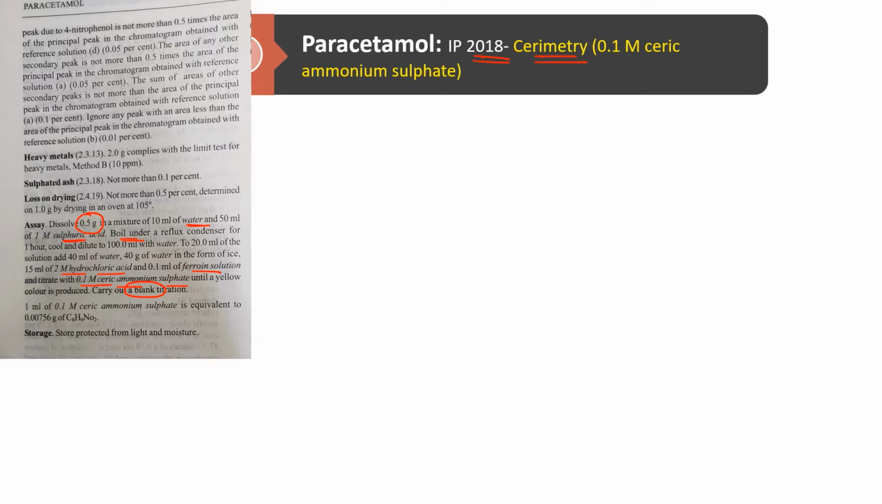Whatever drug we are taking in the conical flask, we are doing some treatments on the drug which is there in the conical flask, and we are directly titrating that drug solution with the titrant. Okay, so it's a pretty direct cerimetric titration. Let us see second.